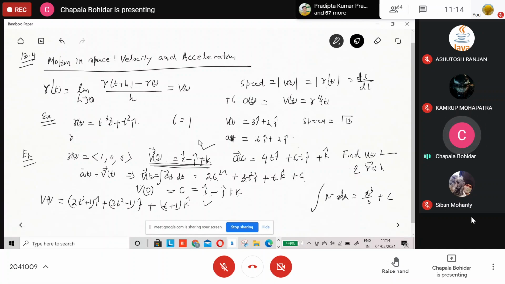Now to get the value of r(t), v(t) is equal to r'(t), you know. So that means to get the value of r(t), we have to integrate again: integration of v(t) dt. So what do you get after integration?